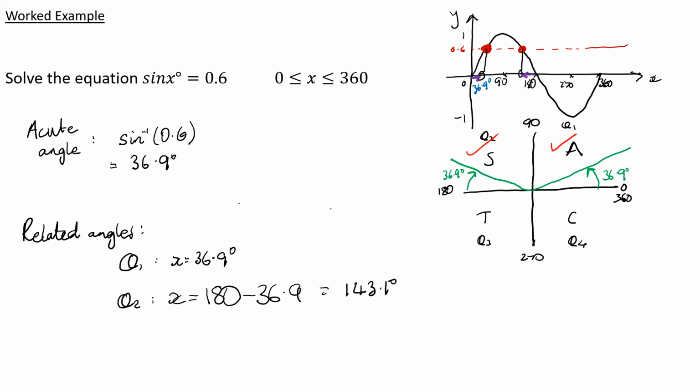Okay, initially this will be quite challenging because it's a wee bit new, particularly using the CAST diagram properly. That's probably the most important thing today that we can do. But essentially, our steps when we work through this: draw your CAST diagram, tick the quadrants that you need to tick, find your acute angle, find your related angles. I'll do the second one a little bit quicker.